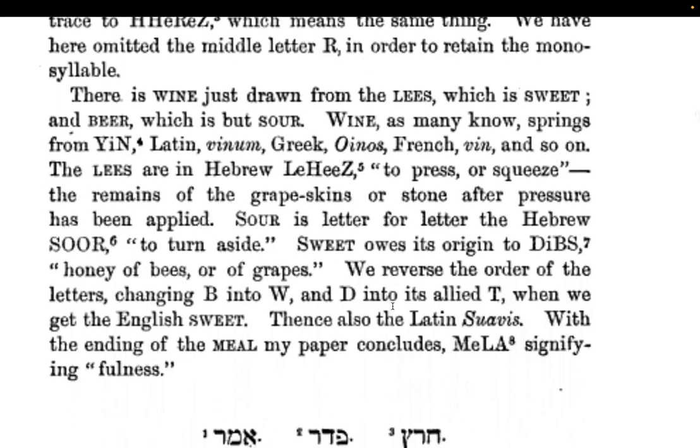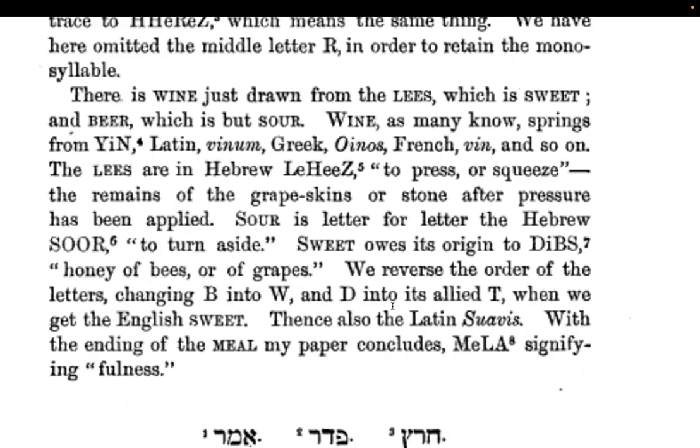There is wine drawn from the lees, which is sweet, and beer, which is but sour. Wine, as many know, springs from yin, Latin, vinum, Greek, oinos, French, vin, and so on. The lees are in Hebrew, lachis, to press or squeeze, and the remains of the grape skins or stone after pressure has been applied.